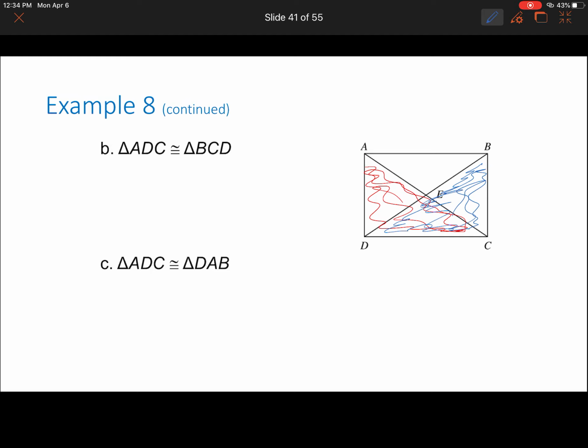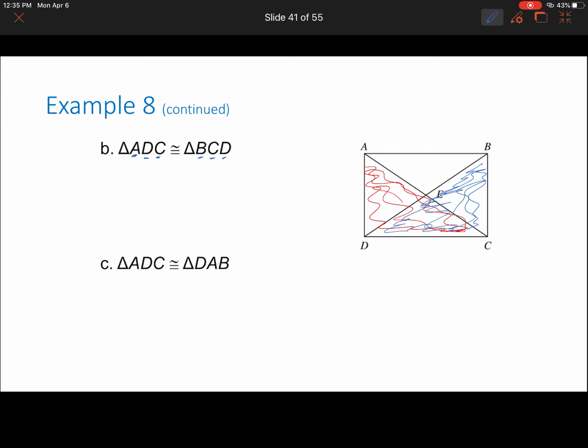And notice here that in our triangle, we need vertex A and vertex B to line up, right? And we need vertex D and vertex C to line up. And then we need vertex C and vertex D to line up. Because again, when we use this notation of congruency, angle A and angle B need to be congruent, and angle D and angle C need to be congruent, and so on.